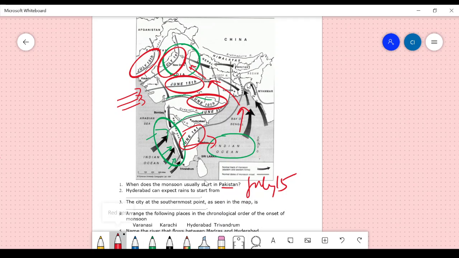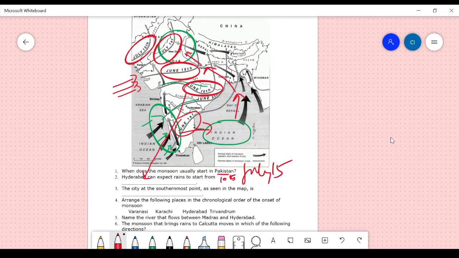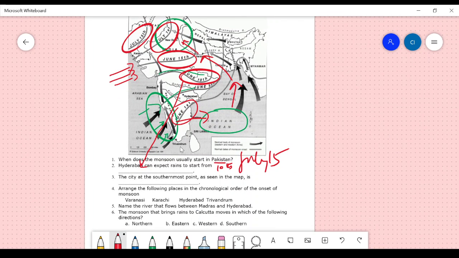Hyderabad can expect rains to start from... Where is Hyderabad? Here it is. This is Hyderabad. So you just have to find when it starts from. Actually, on June 10th, there was a lot of rain there, I think you know. The southernmost city I see in the map is Trivandrum. It is given only this one. Okay, it's Trivandrum. That is the answer there.